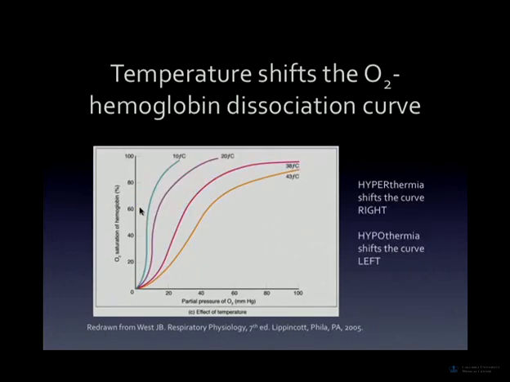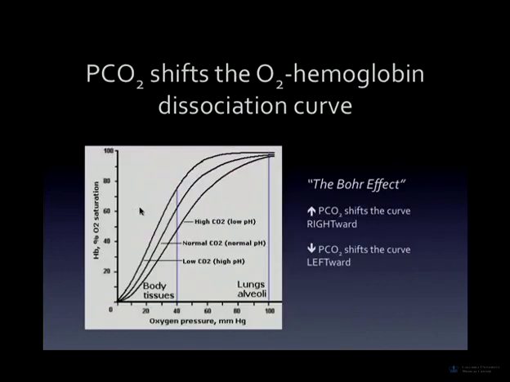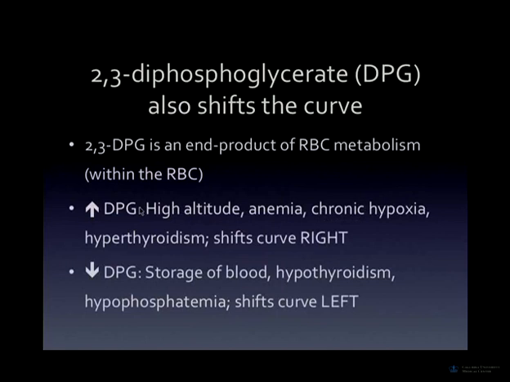Temperature also shifts the curve. Fever shifts the curve right. Higher temperatures shift the curve right, lower temperatures will shift the curve left. The partial pressure of your carbon dioxide will also shift the curve. Increased PCO2 will shift the curve right. Lower PCO2 will shift the curve left. This all happens, or it's primarily mediated by the actions of PCO2 on hydrogen ion concentration. And that's actually called the Bohr effect after Niels Bohr.